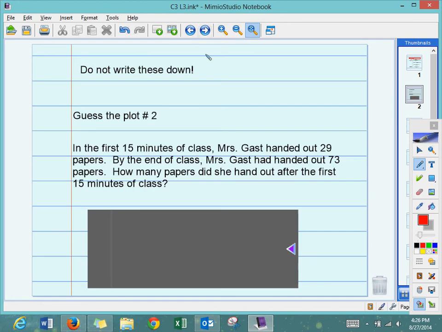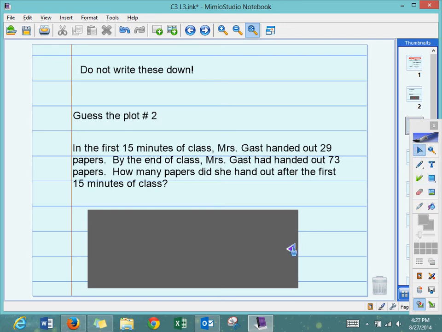Next page. Guess the plot number 2. Again, you're not writing this down. In the first 15 minutes of class, Mrs. Gost handed out 29 papers. By the end of class, Mrs. Gost had handed out 73 papers. How many papers did she hand out after the first 15 minutes of class? Okay, determine the plot, write the equation, and solve. Pause the video and resume when you're ready.